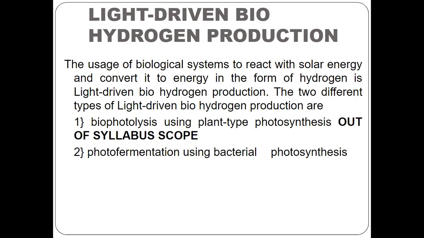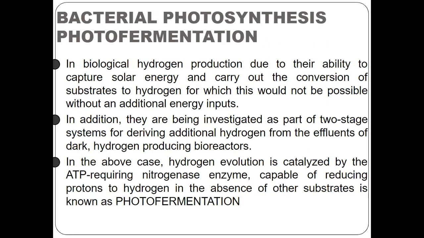In light-driven hydrogen production, as it uses light, first is biophotolysis, which is nothing but the usage of plant cells to break molecules in water or any other hydrogen-containing substrate to generate hydrogen out of it by catalysis. And as we are in microbial bioengineering, this part of hydrogen production is out of our syllabus scope. We are dealing with photofermentation using bacterial photosynthesis, not plant-based photosynthesis. In bacterial photosynthesis, we use microorganisms in such a way that they are able to capture solar energy and carry out the conversion of substrate to hydrogen. They are being investigated as part of two-stage systems. One can be used as a light-based system along with a dark hydrogen-producing bioreactor.